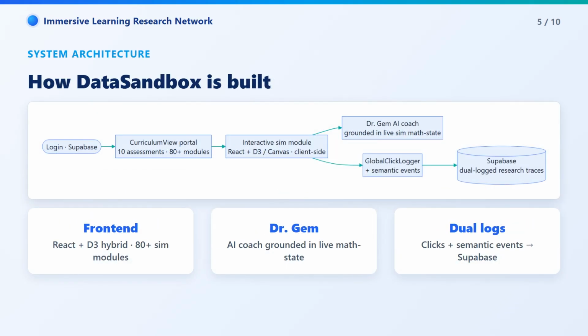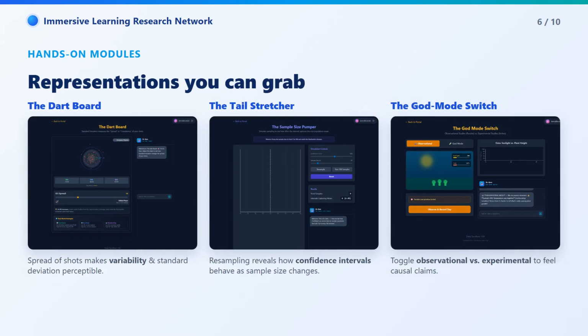DataSandbox is built in 4 parts: a React and D3 front-end with hybrid rendering for interactive graphics, Dr. Gem, an AI coach grounded in each simulation's current mathematical state, dual instrumentation capturing clicks and semantic events, and a 10-block statistics curriculum.